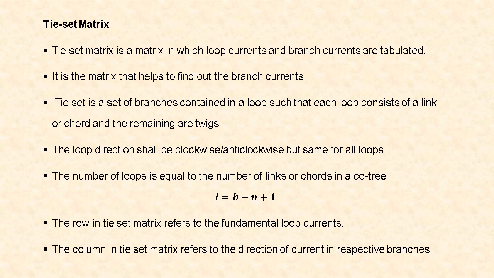We can take the loop direction either as clockwise or anti-clockwise, but it should be same for all the loops. The number of loops is equal to the number of links or chords in a chord tree. That is, L is equal to B minus N plus 1. Here B is the number of branches and N is the number of nodes. The row in the tie set matrix represents the fundamental loop currents. Similarly, the column in the tie set matrix refers to the direction of current in branches.